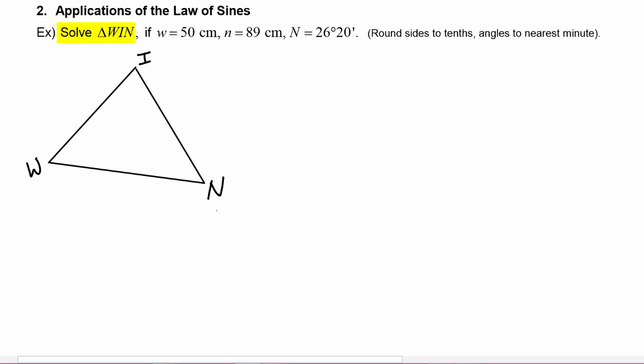Now we go through the given information and label it on our triangle. So we know that side W is 50 centimeters. So remember, that has to be the side opposite angle W. Side N is going to be 89 centimeters. And angle N is 26 degrees, 20 minutes.